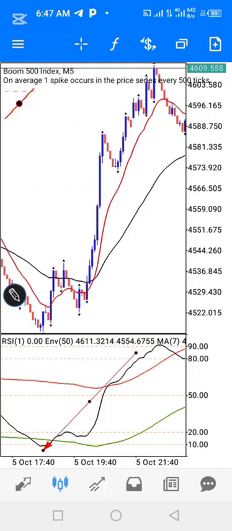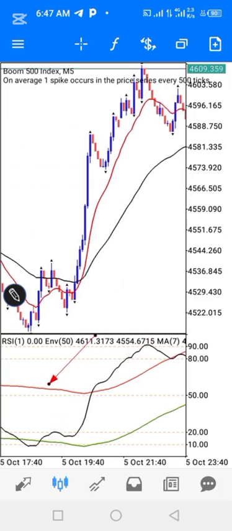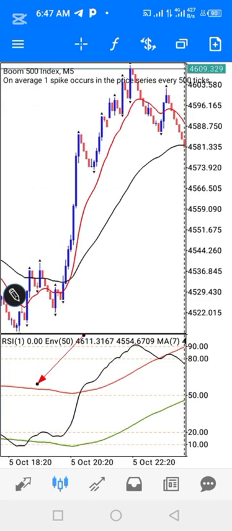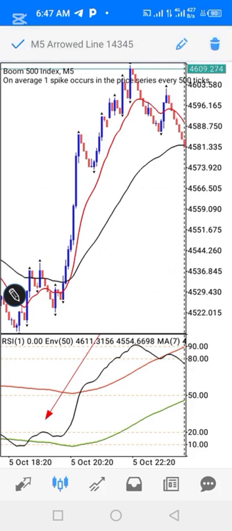Your green lower band or envelope has to be at the 10 level. So anytime it is at this 10 level, you can start to place your buy. They can cross, right? But once the two are at 10 level, you place your buy. This is the confirmation you look for on your indicator window.